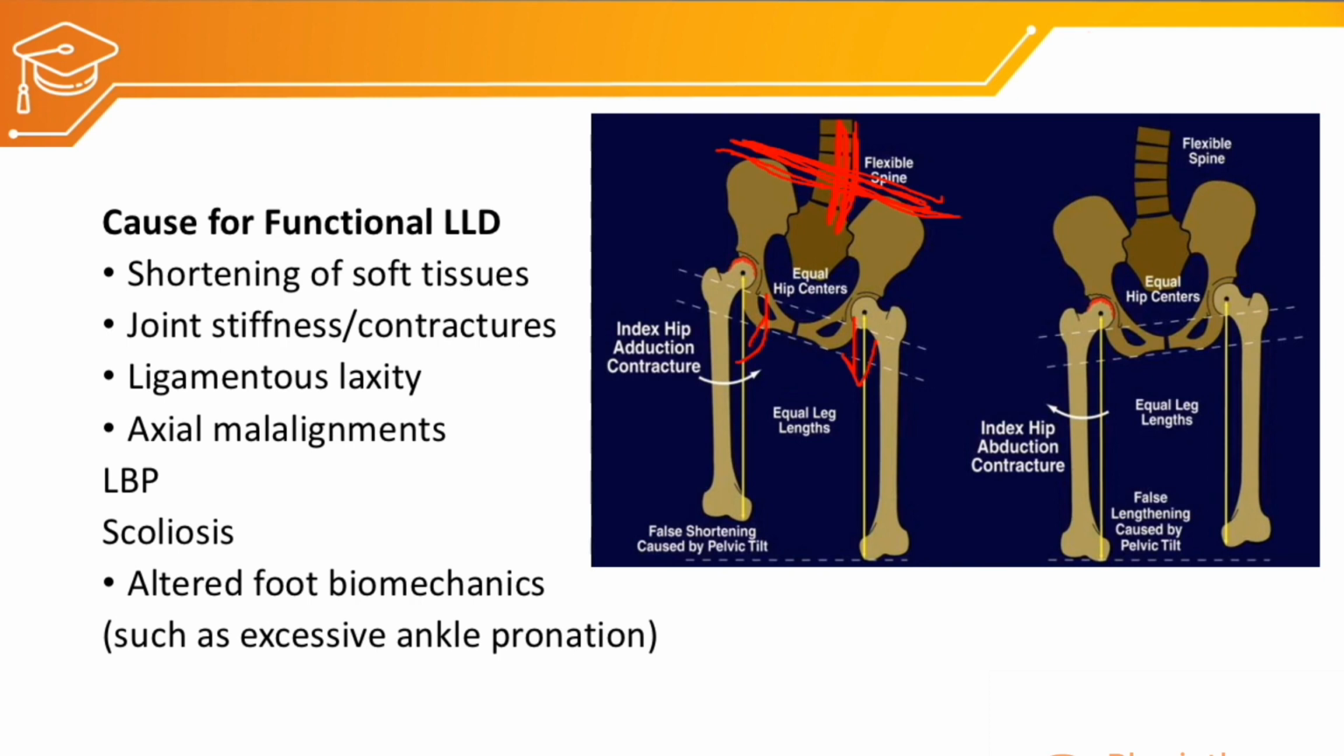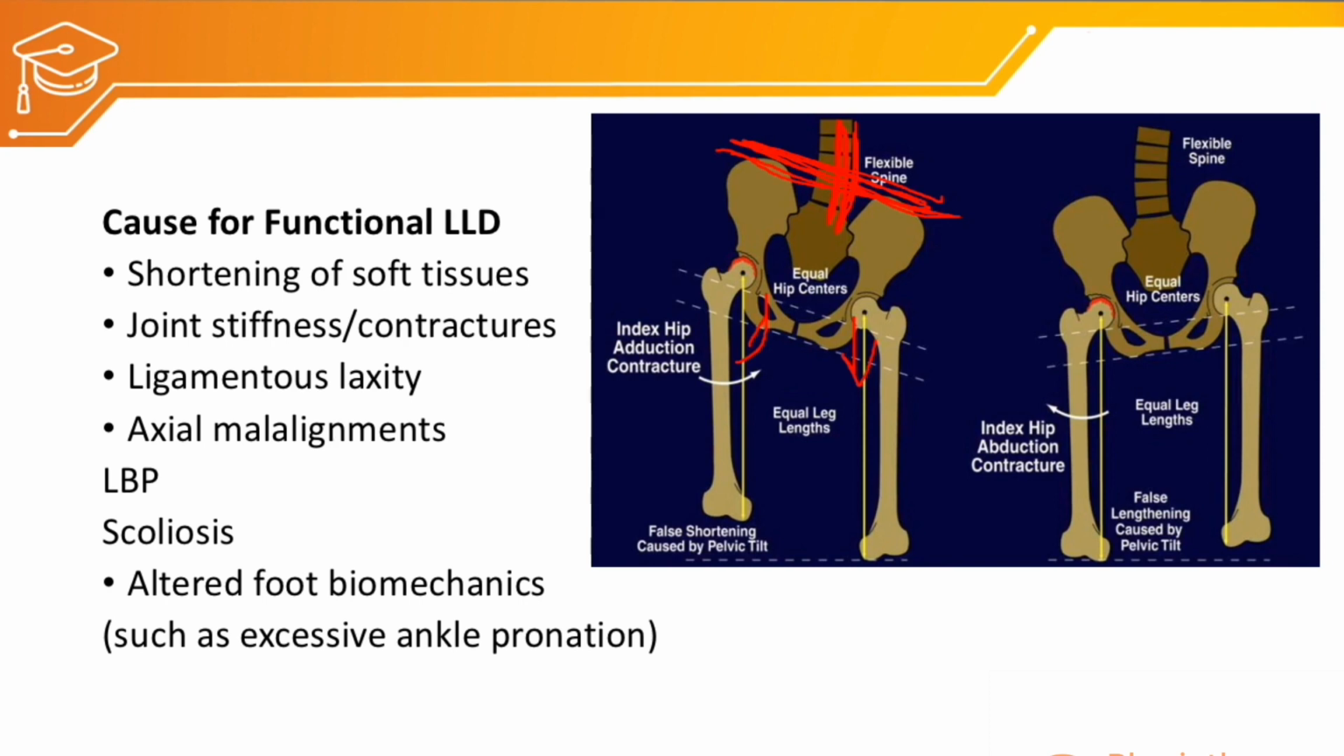Whereas in functional limb length discrepancies, the cause for the shortening of the lower limb is not because of a bone fracture, but because of the shortening of soft tissues, for example, muscles. You can take the example of the adductor muscle. If it goes into tightness on one side, it may cause more adduction of the hip joint on that side, causing the pelvis to tilt on the other side, due to which there will be limb length discrepancy.